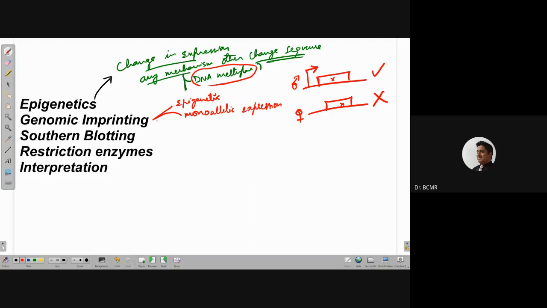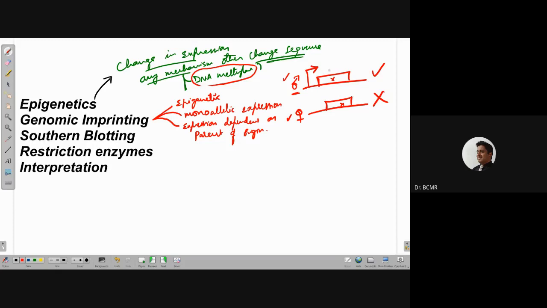The third part about genomic imprinting is that the expression should be dependent on the parent of origin. I'll just say what it means. We have two parents, right? A father and a mother. So this gene X is only expressed from the paternal allele, and it is repressed on the maternal allele.